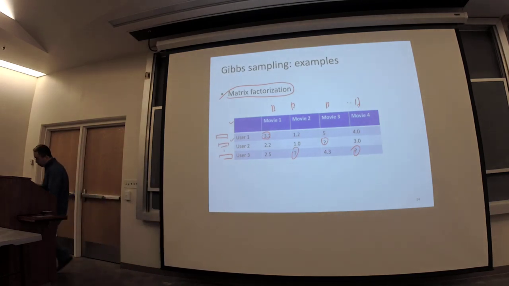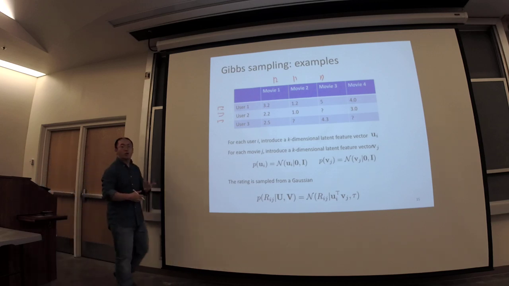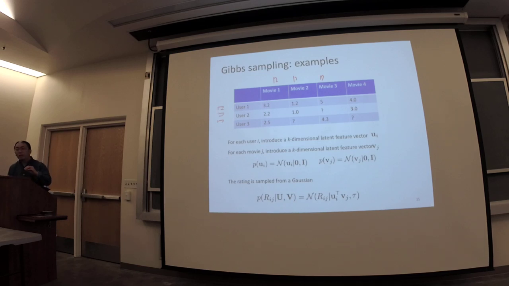And how can we represent this estimation of the latent feature vector procedure in terms of a probabilistic model? So we assume this is a generative model. There is a probabilistic sampling procedure to sample those latent feature vectors for users and movies, and then given those latent feature vectors, to sample the observed ratings.